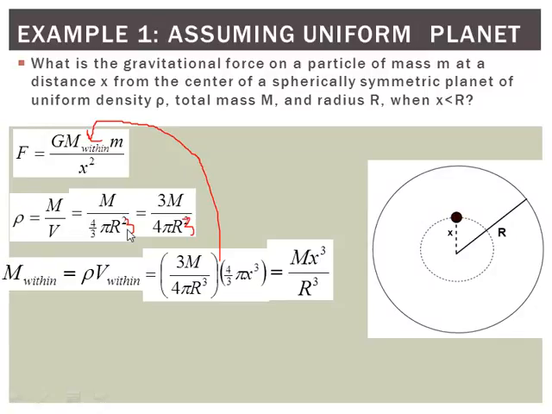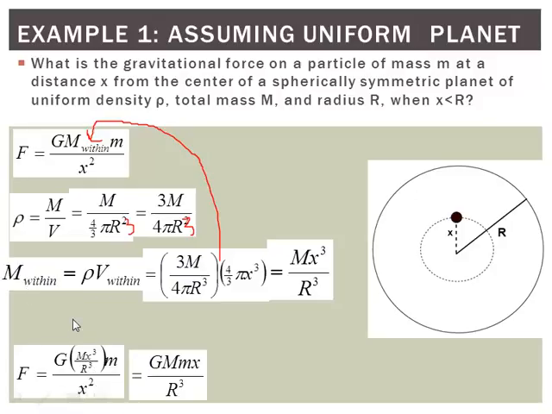After we simplify it a little bit, we have F equals G M x to the third over r to the third times m, and then all of that over x squared. We can simplify it quite a bit, so these x's will cancel out, and you'll end up with G big M little m x over r to the third.